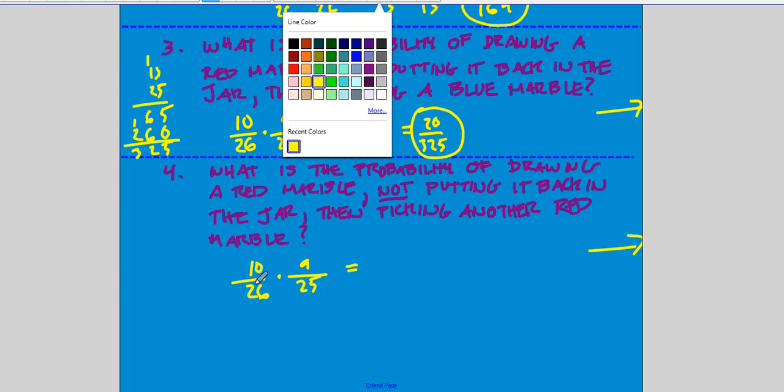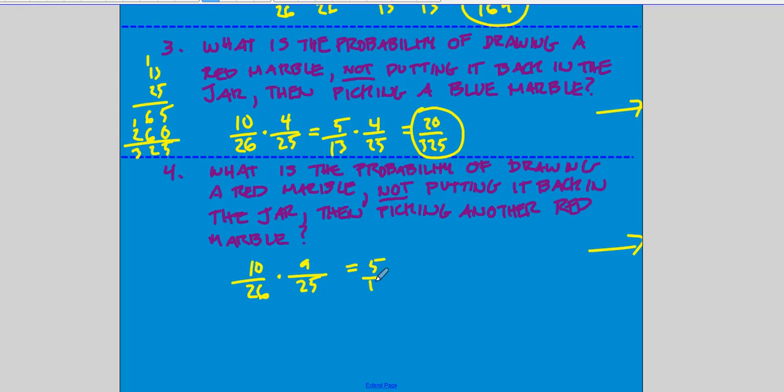So that's going to be 5/13 again, times 9/25. Oh, this is going to be nice here because I can reduce this way. 5 goes into 5 once. 5 goes into 25 5 times. So 1 times 9 makes 9. 13 times 5 is 65. So my probability is 9 out of 65 of picking a red marble, throwing it out, and then picking a second red marble.